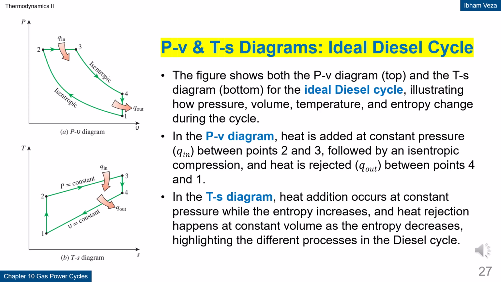In the TS diagram, heat addition is indicated by an increase in entropy at constant pressure. This representation helps explain the fundamental difference between the Otto and diesel cycles.